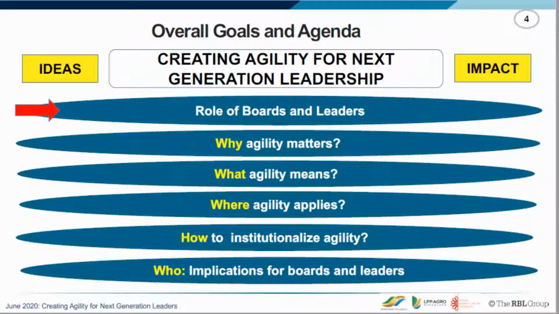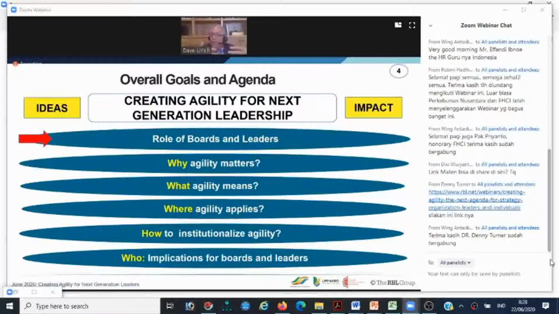Where agility applies, and I'm going to talk about 4 places where we should use agility. How do you institutionalize it? How do you institutionalize agility? Through our human resource systems, and I'll talk about 4 practices. And very finally at the end, who? What are the implications for the boards and for leaders all the way through the company?